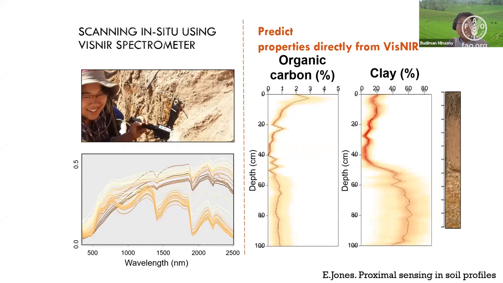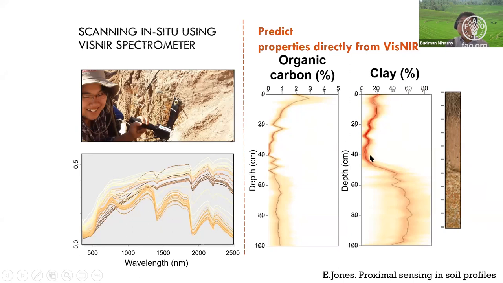So this work is by Ed Jones, what we call proximal sensing in soil profiles. So if we have a soil profile, we go out and take a spectrometer and scan it, and then it can give us an idea directly in the field about how much is the organic carbon distribution and how much clay is distributed in the soil. In this example, this is in Australia, what we call a duplex soil, a texture contrast soil.